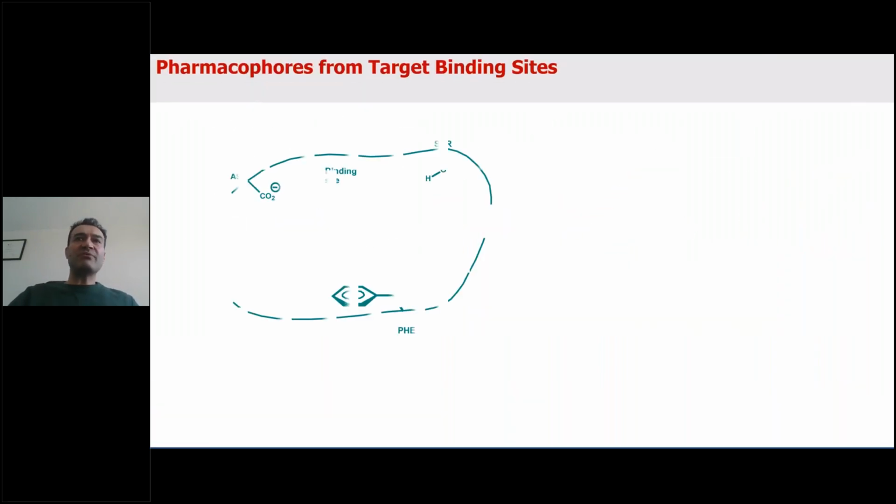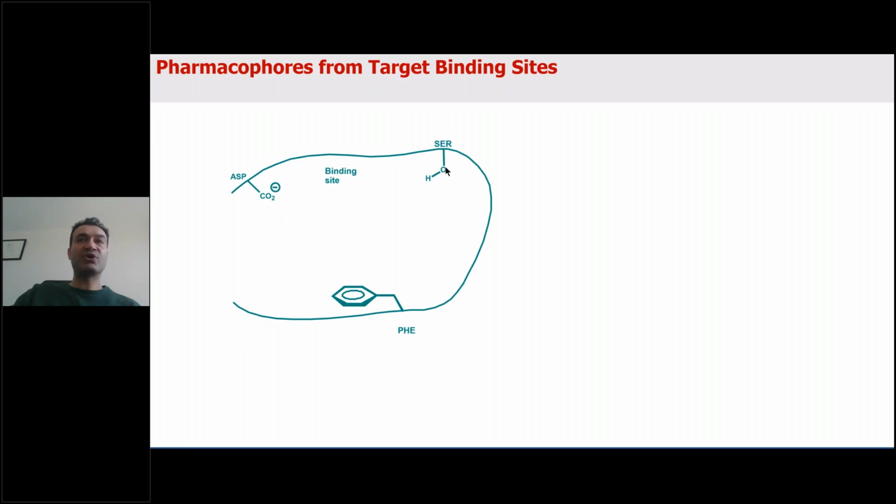You can generate a pharmacophore from target binding sites. For instance, here is a binding site here. In this amino acid residue, we have carboxylate anion. So a ligand which has a positive group can interact with this negative group.